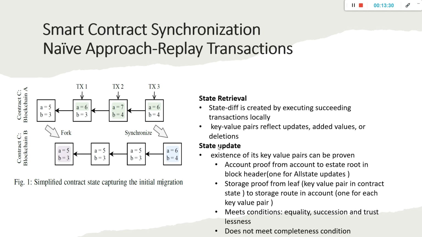And state updates are done using two procedures. One is account proof and another is storage proof. They work on two different mechanisms. For example, the storage proof works based on the key value pair in the smart contract state. But by implementing this step, only three conditions are met, which are equality, succession, and trustlessness. But there is a fourth condition, which is completeness, that is not yet confirmed.